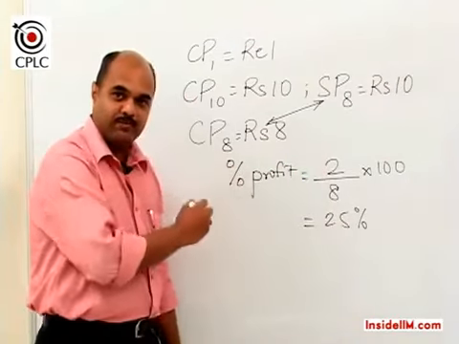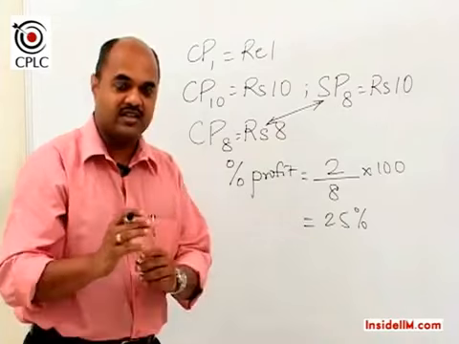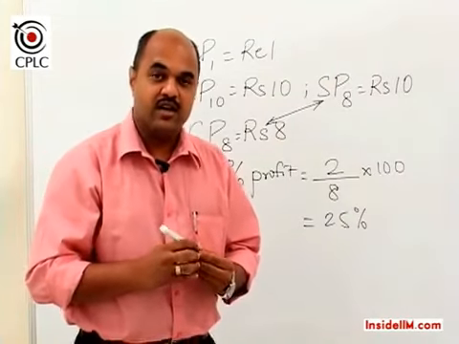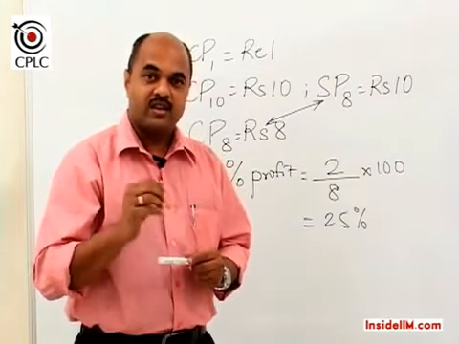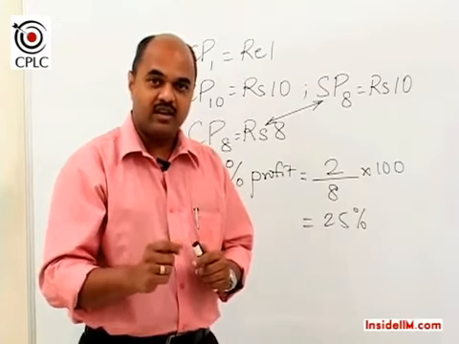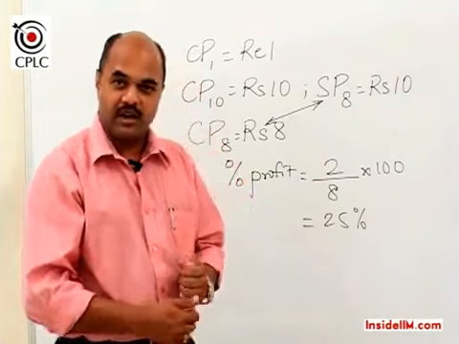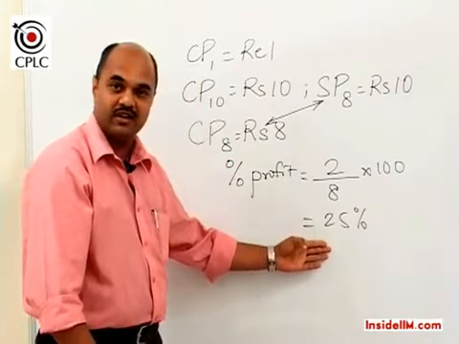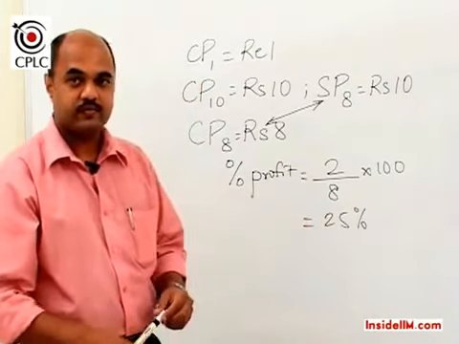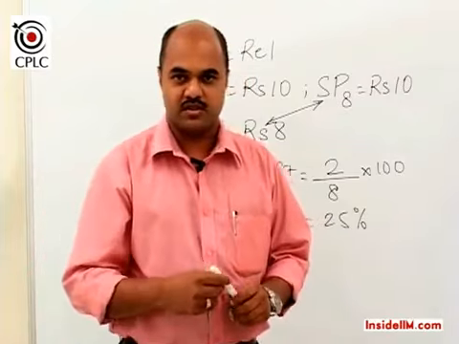So in this type where cost price of 10 is equal to selling price of 8, the shortcut would be number of articles gained divided by number of articles sold multiplied by 100, which would give me the same value, in this case 25%. Now let's reverse the situation.